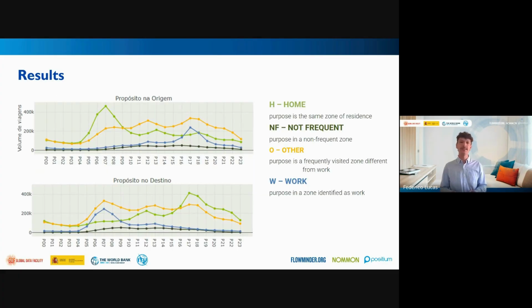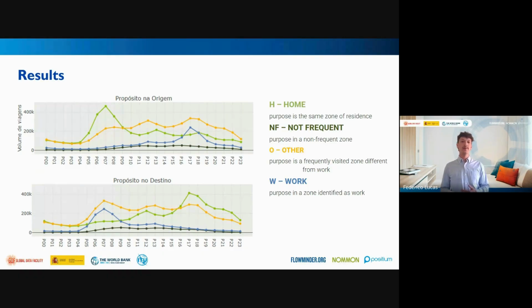Another classical analysis is the purpose distribution along the day. In the morning, we observe a high volume of home-based activities as origins, while at night, there's a peak in home activities as a destination. On the other hand, the work trips show the opposite pattern: a peak in the morning as a destination and a peak at night as the origin.